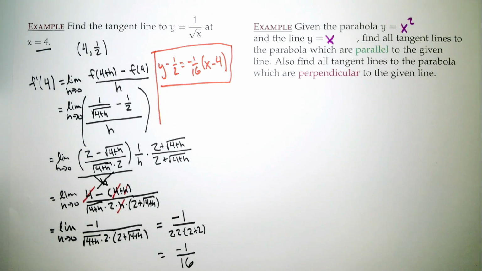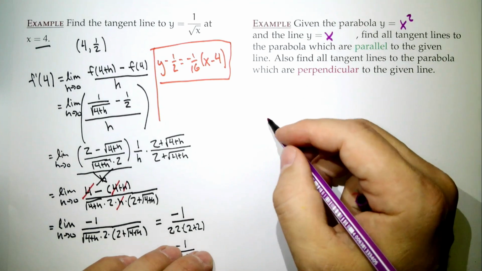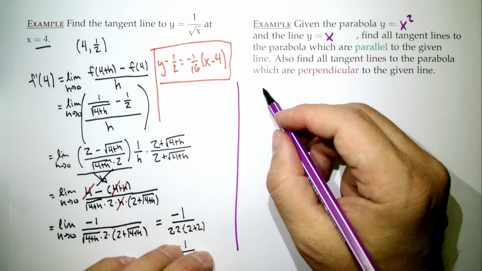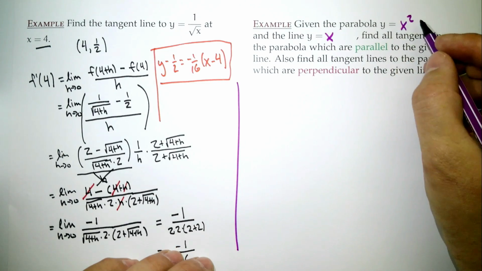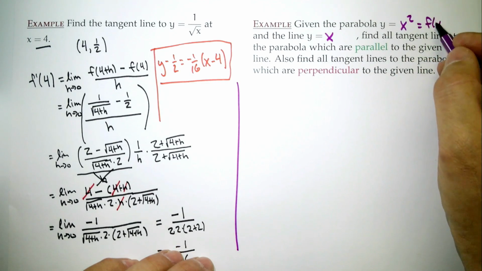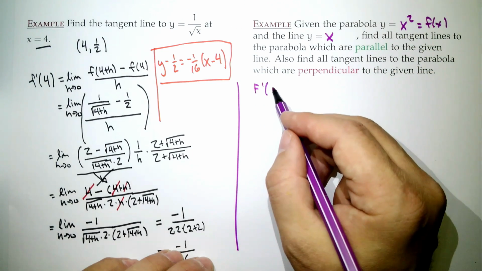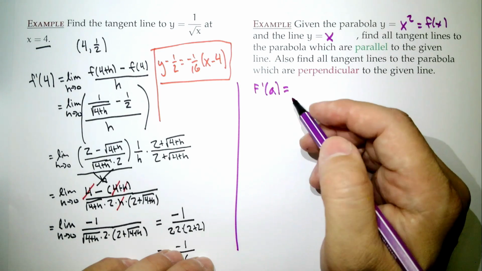Find all tangent lines to the parabola which are parallel to the given line. Also find all tangent lines to the parabola which are perpendicular to the given line. Now, in the interest of time, and the fact that we've seen this type of argument before, thinking of this x squared as our f of x, if I ask you what is f prime of a, what would it turn out to be?